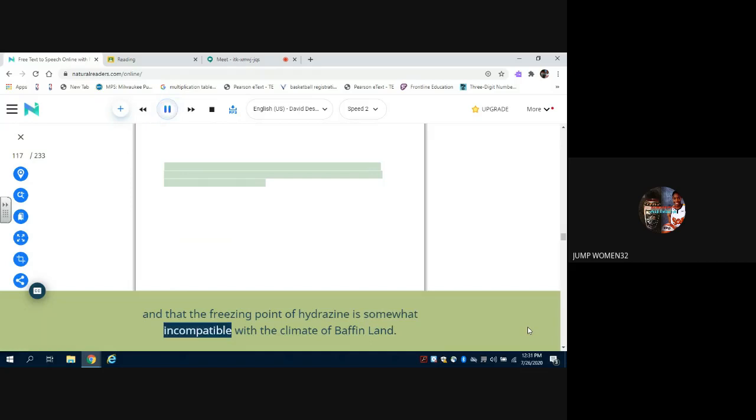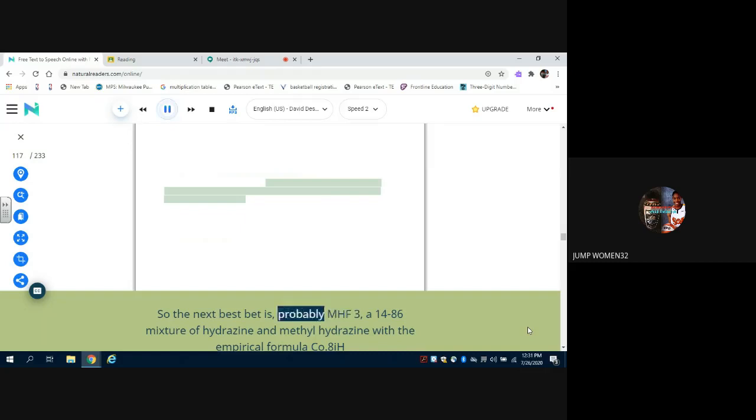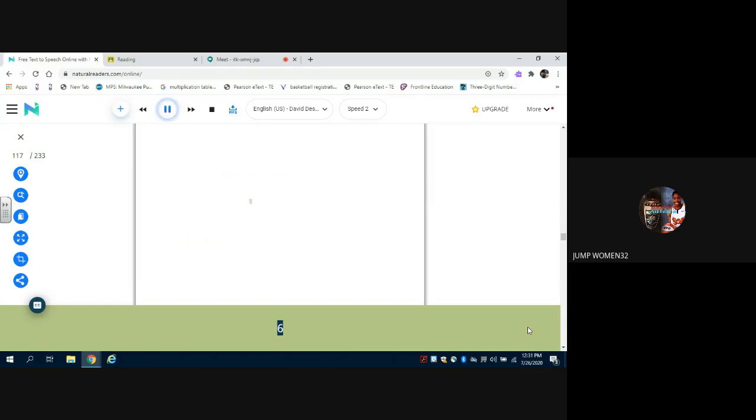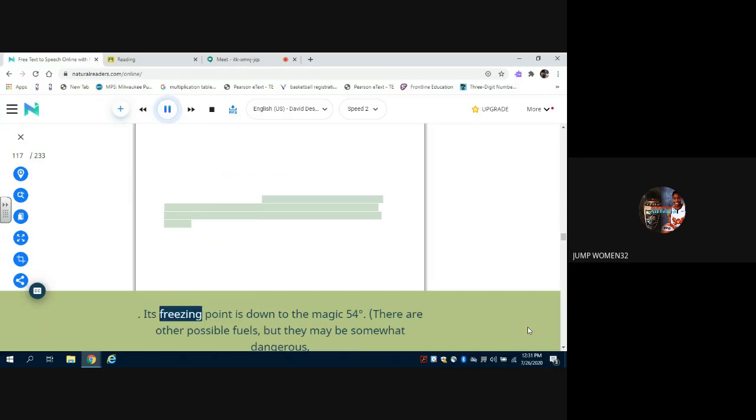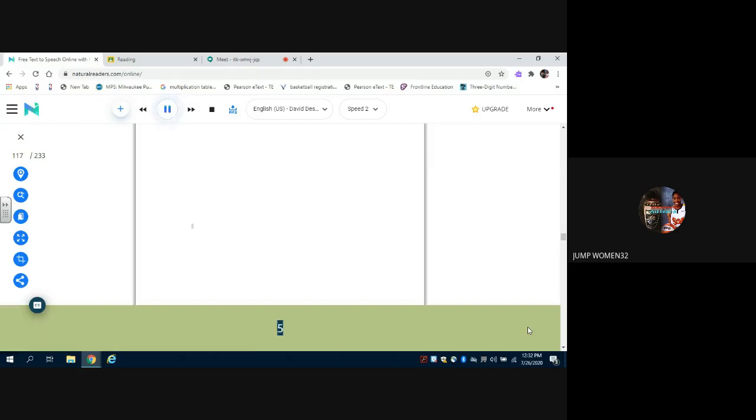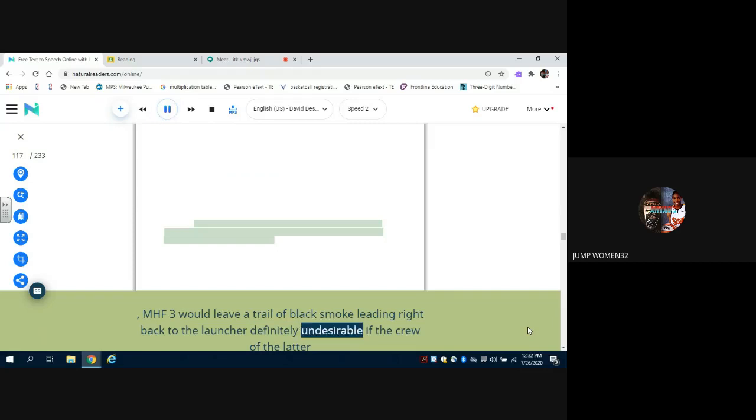So the next best bet is probably MHF3, a 14 to 86 mixture of hydrazine and methyl hydrazine with the empirical formula CH6.2N2. Its freezing point is down to the magic minus 54 degrees. There are other possible fuels, but they may be somewhat dangerous, and he knows that MHF3 is safe, and works. But with ClF5, MHF3 would leave a trail of black smoke leading right back to the launcher, definitely undesirable if the crew of the latter want to live to fire another round.